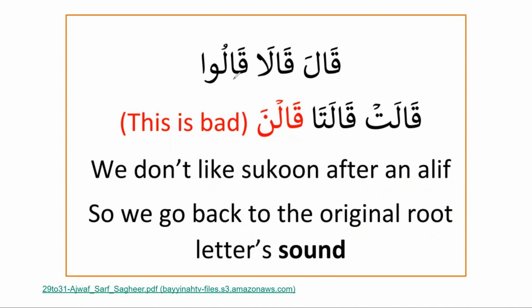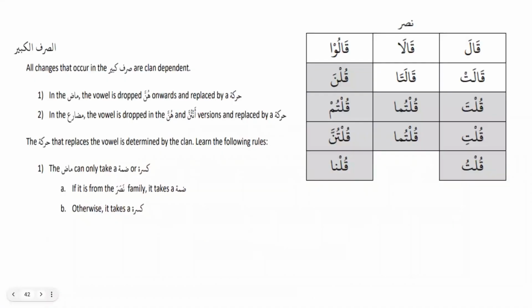Let me clear this. So this is the Sarf Kabir of the past tense, from Hunna onwards. In Sarf Kabir of the past tense, the changes that occur with Ajwaf are clan dependent. Clan dependent means the changes depend on which small family the word is coming from. If the word is coming from Nasara, then the change would be slightly different as compared to Daraba. But for overall changes, this is the rule.